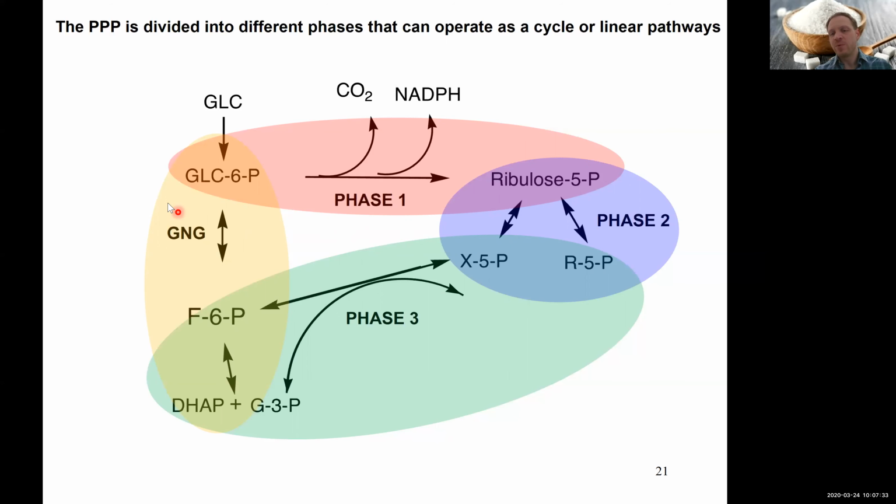And so much like what we had discussed for the TCA cycle, depending on your cellular needs, these can either function as linear pathways, or they can function as a cycle if you combine them with the GNG. We'll look at some of these cellular situations on how we can use these modules in different ways to generate different purposes.